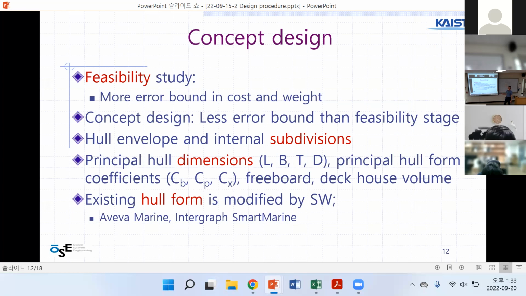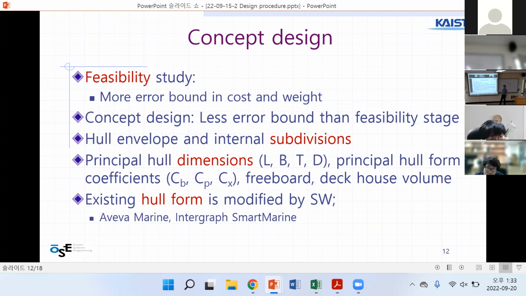So compared to the feasibility study, concept design is a little bit more concrete, less than feasibility. All envelope, outer skin, internal subdivision, the walls and floors and ceilings, and dimensions: length, breadth, depth. Then we have principal dimensions.